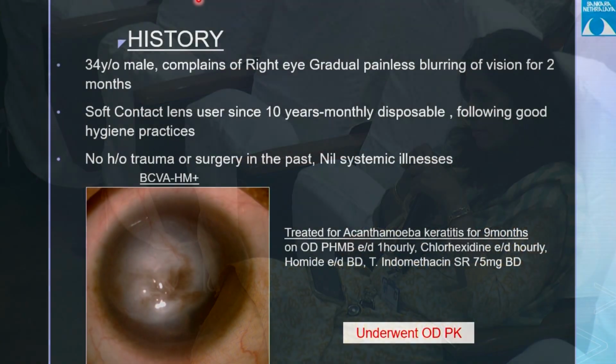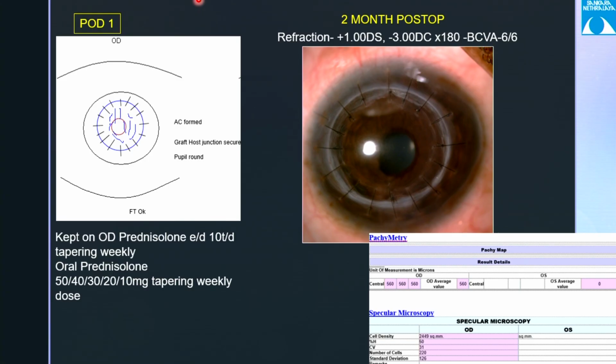So the patient underwent right eye penetrating keratoplasty. On post-op day 1, the graft host junction was secured with DM folds on the cornea and sutures were intact. And the finger tension was okay. The patient was kept on prednisolone eye drops 10 times daily, tapering weekly, and oral prednisolone starting from 50 mg, 40, and tapering weekly dose. At 2 months post-op, his best corrected visual acuity came to 6/6 with 1 diopter spherical and -3 cylinder at 180 degrees.